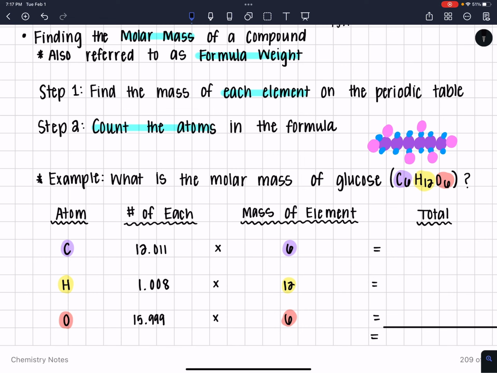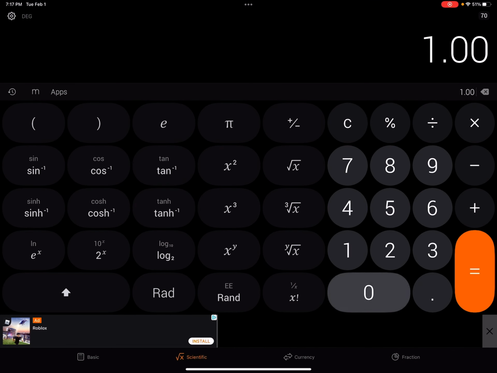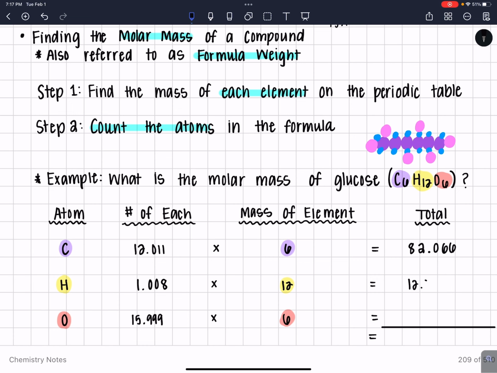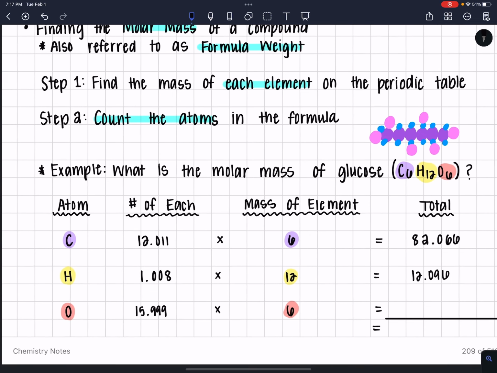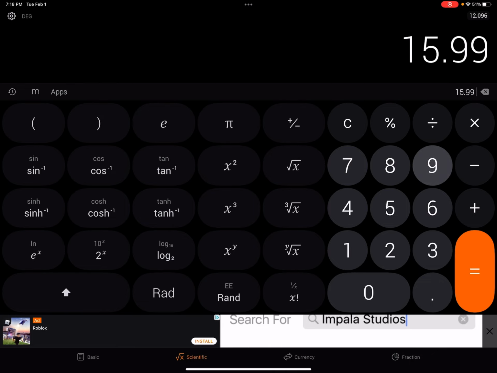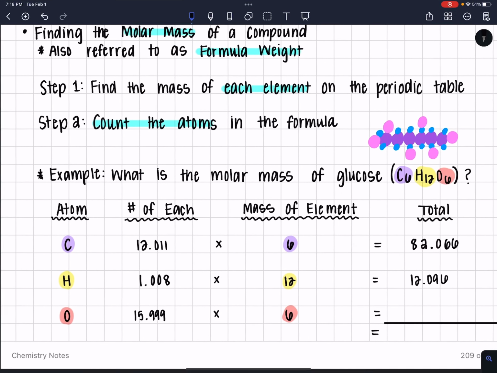So when I multiply these in the calculator, let's see what I'm going to get. 12.011 times 6 is 72.066. I can't do the next two in my head. So let's do 1.008 times 12. That'll get us 12.096. And then let's do 15.999 times 6. That'll get us 95.994.